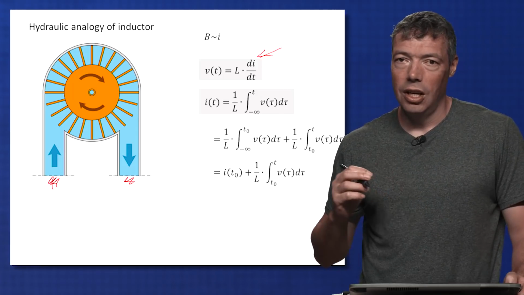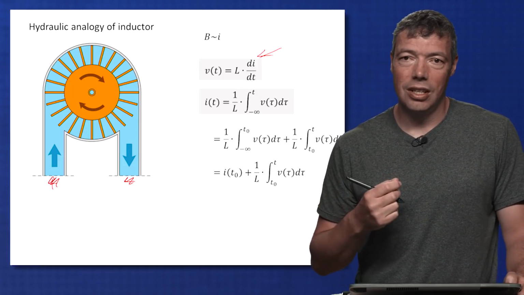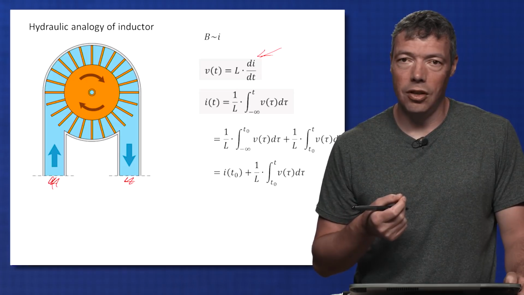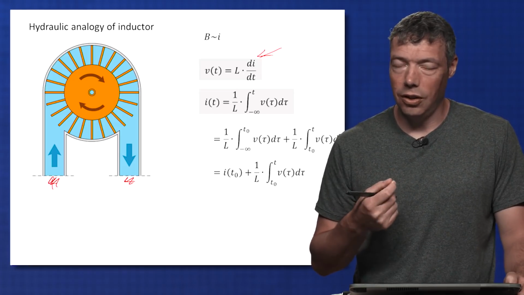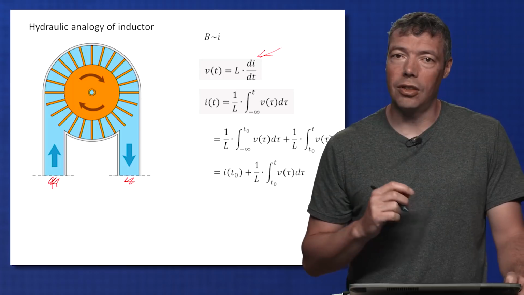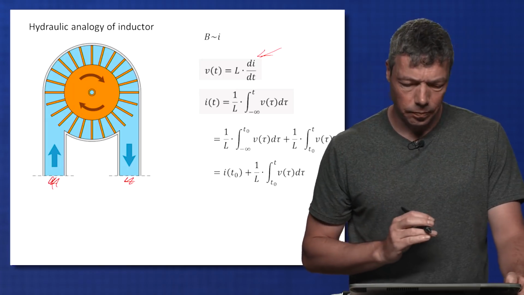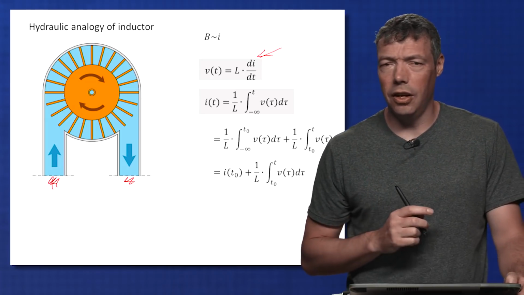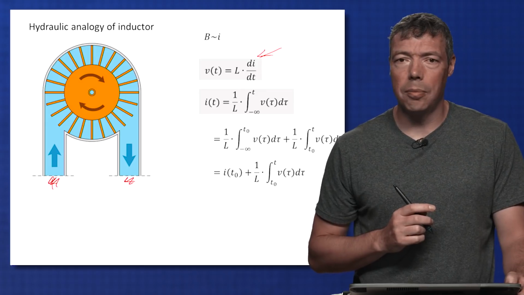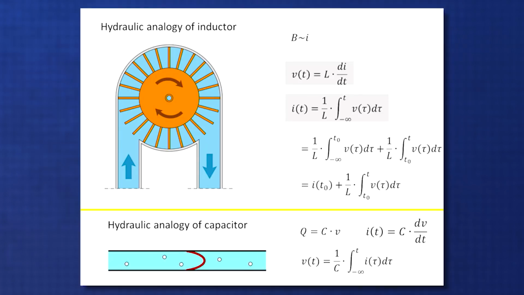So this is the analogy of an inductor. For an inductor, to change the current, you need to apply a voltage. But once you keep the current constant, there is no more voltage difference over the inductor. You may wonder, okay, so this is the inductor. What's the analogy for a capacitor? This is what the hydraulic analogy looks like for a capacitor. I find it less useful.